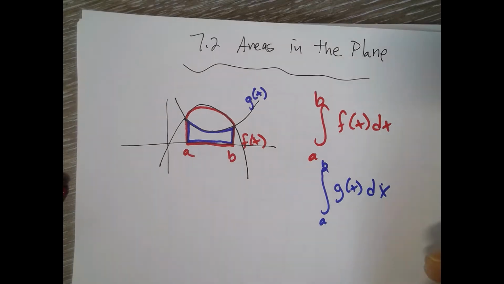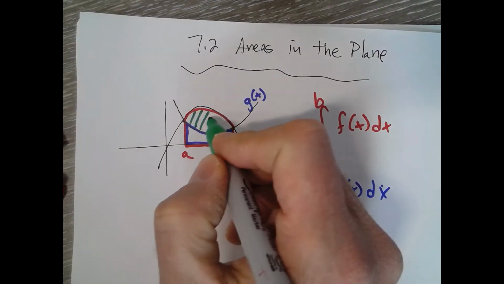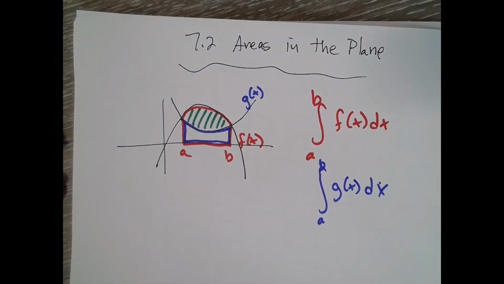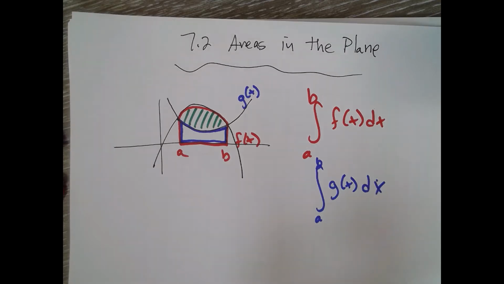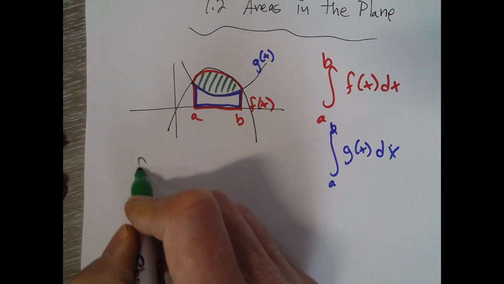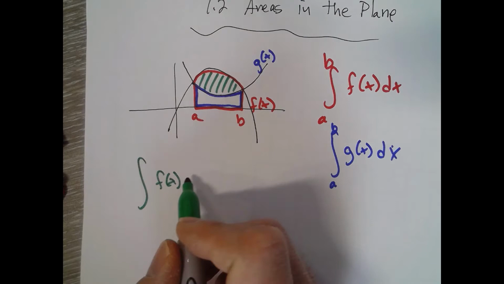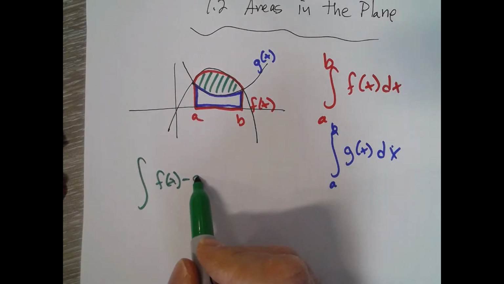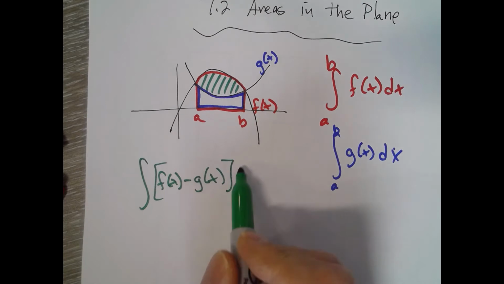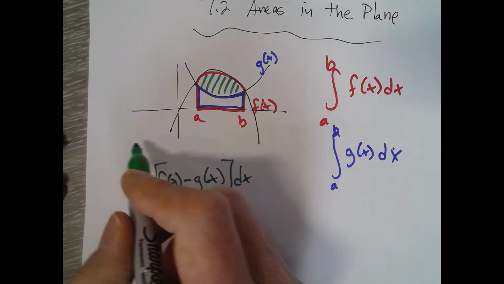Okay, so what if we wanted to find this area right here in green? How could I do that? Good, you could find the area of the red minus the area of the blue, and you would get the green. So this green area is the red, and we could actually just put them inside the same integral, minus the blue, and you would get the green from a to b.